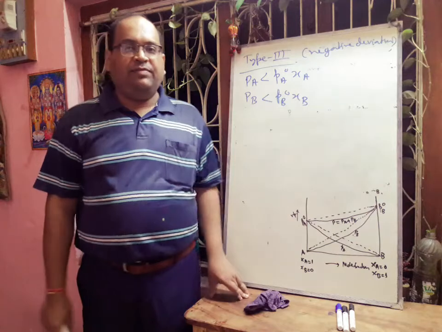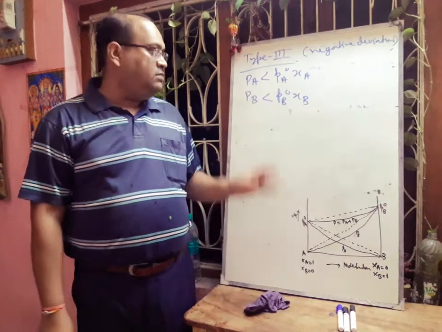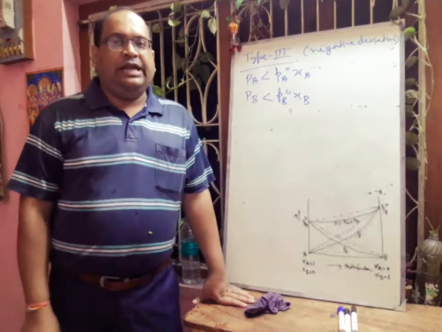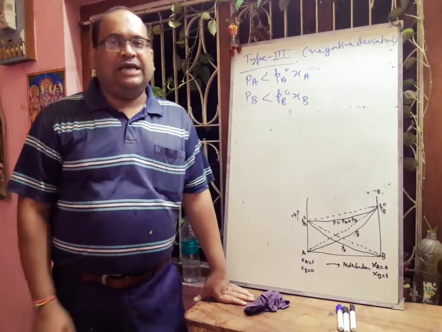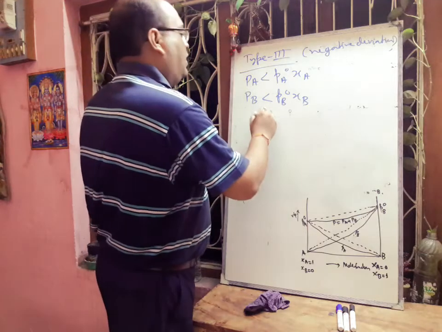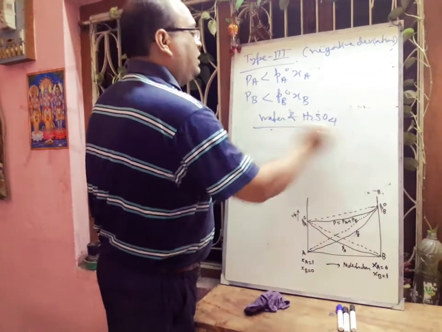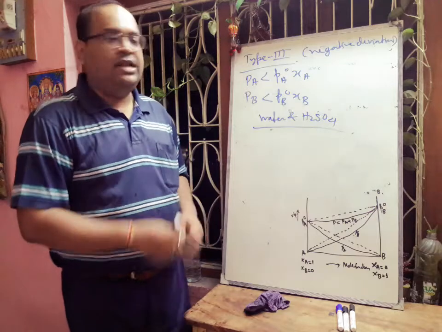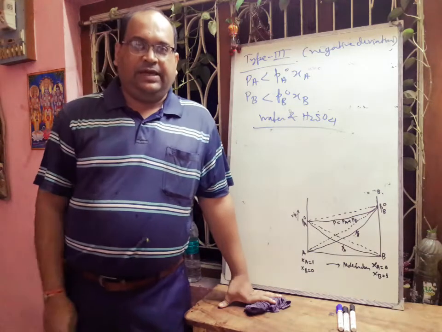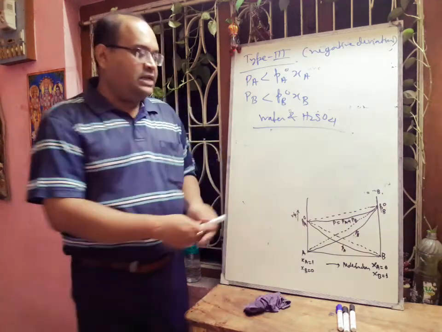Now what will be the example of this type 3 solution? We can take the example of water and sulfuric acid. Water and sulfuric acid mixture will show the negative deviations. So hope you can understand.